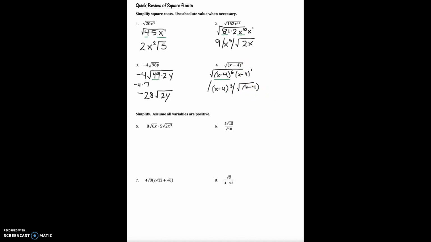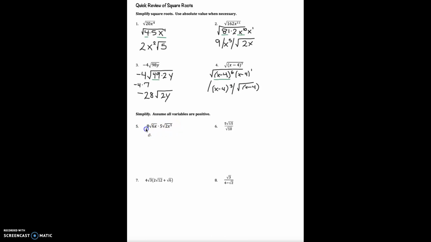So moving on now to numbers 5 through 8. These do not need absolute value. We're performing operations and we're going to assume that all the variables here are positive. Now, number 5, we did a little bit of this review when we did the complex numbers, imaginary numbers. And when we did that, we had to make sure we simplify the radicals first before we multiply. Because there aren't any imaginary numbers here, we can combine our radicands by multiplying right away if we wanted to.